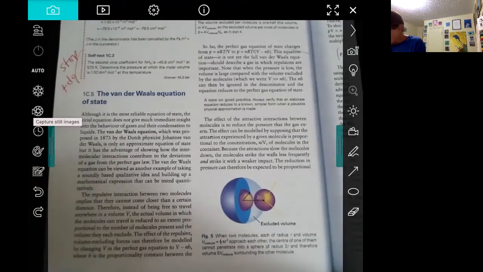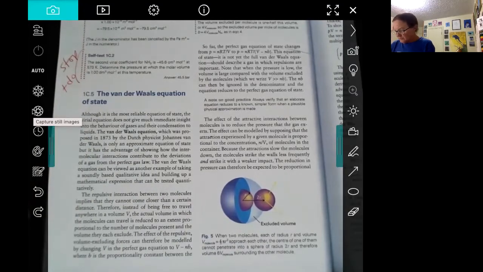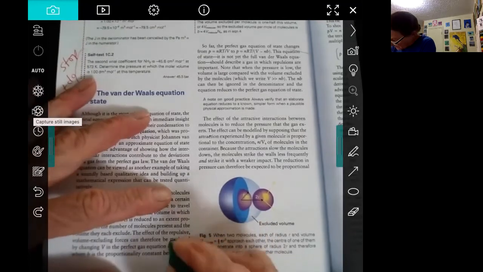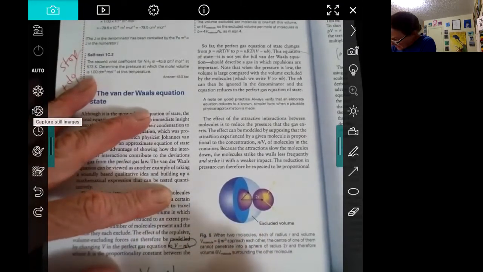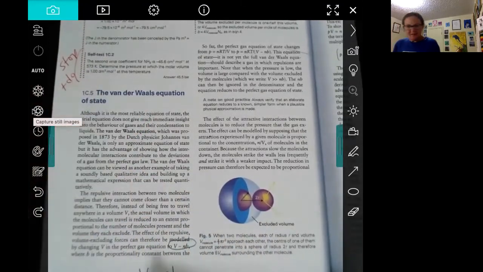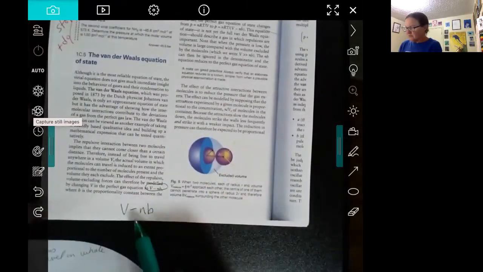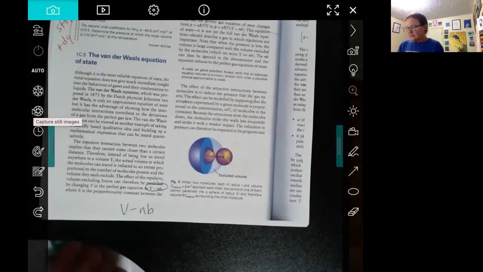The first thing it does is it makes a correction for the repulsive terms, which is also the same thing as saying that if the gas particles repel each other, then your particles can't really be in the entire space of your container.